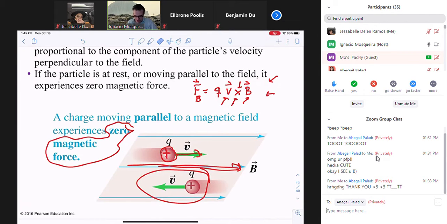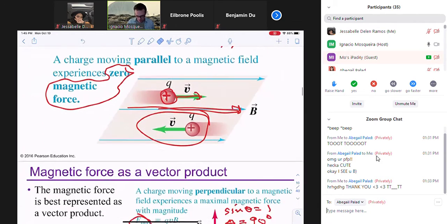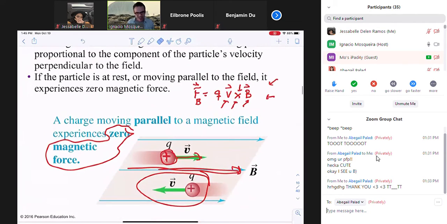So immediately, if the velocity and the magnetic field are aligned, then there is no force. Okay, so that's not too tough. Now, one very important thing, I wrote something here down. I'm not going to spend too much time on it, but it's a very important thing.